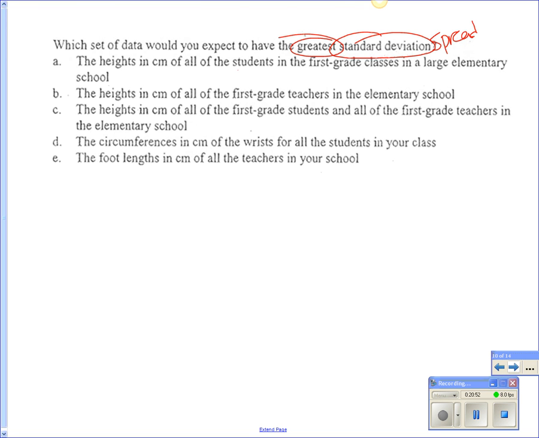Stephen A., if I take the heights of all students in first grade classes, should those heights be pretty similar? Yes. Okay, so that one's not going to have the greatest spread, so I can mark out A. Riley M., B, the heights of first grade teachers, are those going to be pretty similar? Yes, so that one's not going to have a high standard deviation. Shakira, C says I'm taking first grade students and first grade teachers. Are they going to have similar heights? Think about this. This is a first grader, and this is their teacher. Are they going to have similar heights? No. So if we wrote down all the heights of the first graders and all the heights of the teachers, would they be spread out? Yes. So C is your answer on that one. Okay.